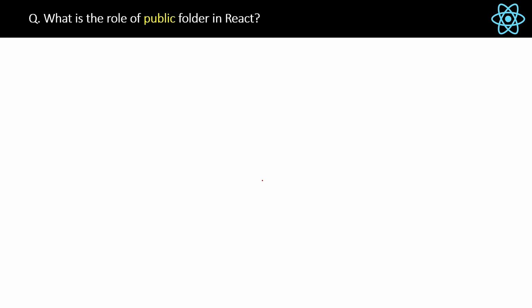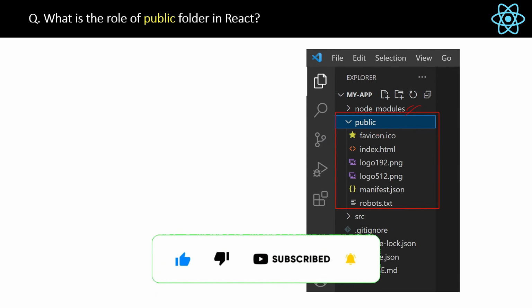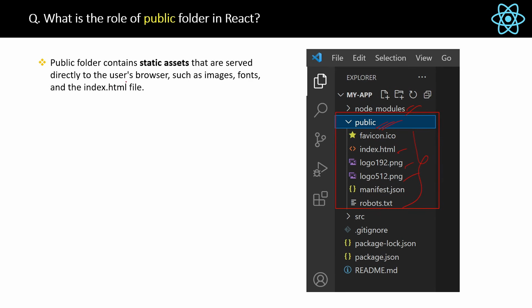What is the role of the public folder in React? Short question it is. Again, if we see the default structure, after the node_modules folder, we have this public folder created by the React project, right? Basically, this folder contains all the static content like favicon, index.html file, all the images. The proper definition is: the public folder contains static assets that are served directly to the user's browser, such as images, fonts, and the index.html file. Here you will not put any dynamic things like components and other things which will change dynamically. Only things which are static and not supposed to change will be placed here. This is the simple answer to this question.